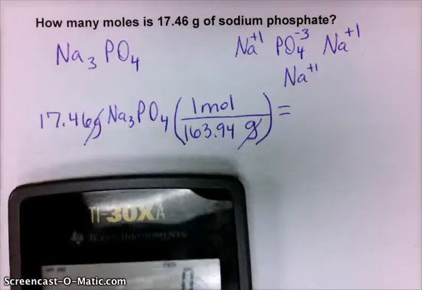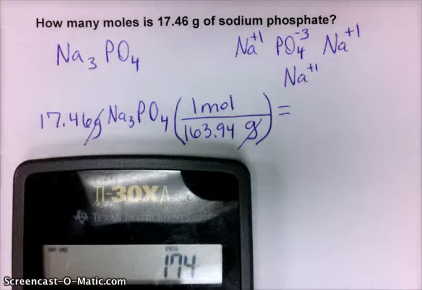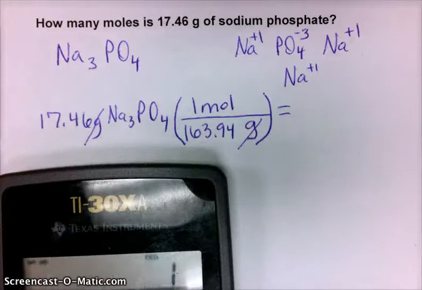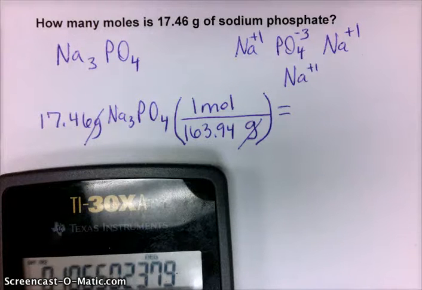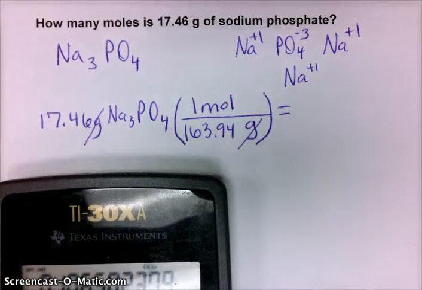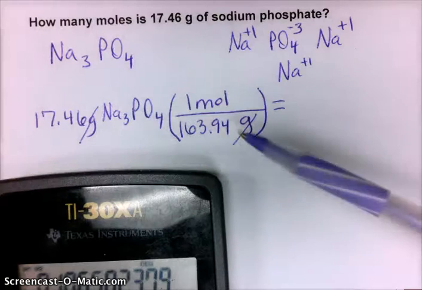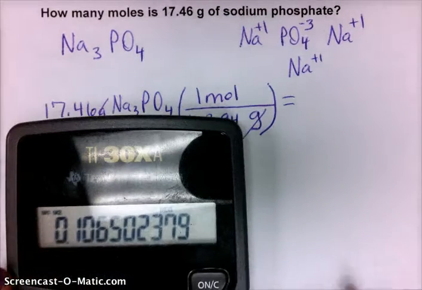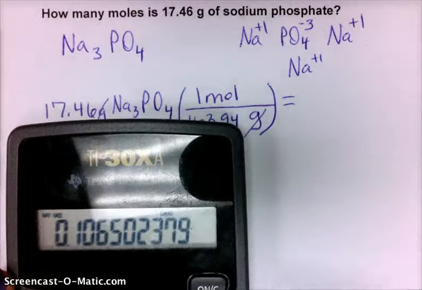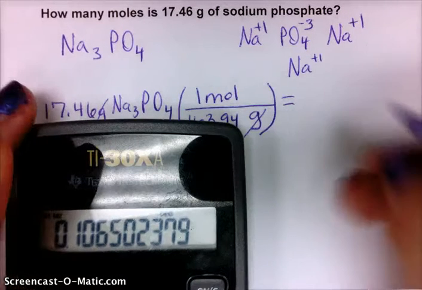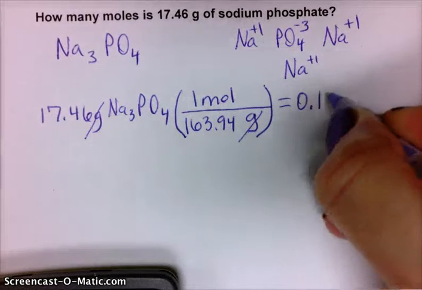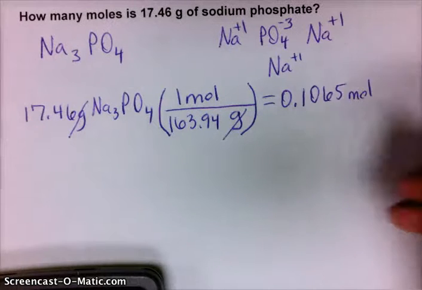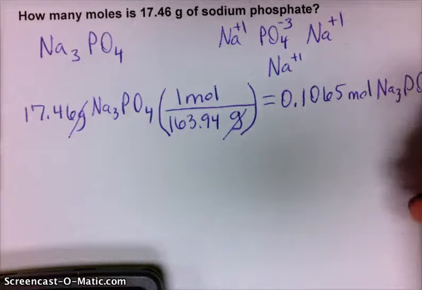All right, in our calculator, we have 17.46 times 1 divided by 163.94 equals. Sig figs. We started with 4 in our grams. We have 5 in our molar mass. We go with the least, which is 4. So 0.1065 moles. 0.1065 moles of sodium phosphate is our answer.